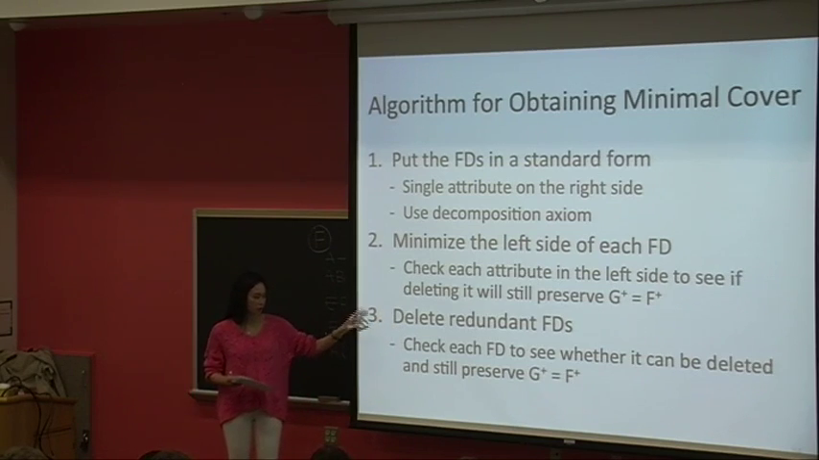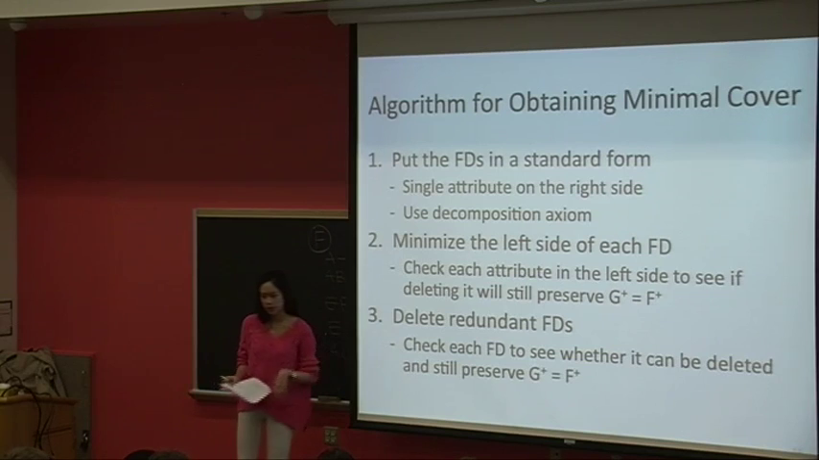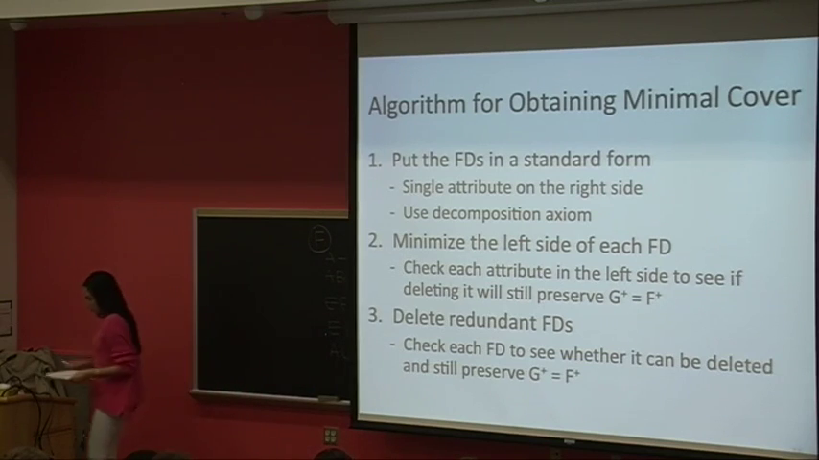And the third one, we simply delete redundant functional dependencies. Sometimes we can find dependencies in the set that can already be derived from other dependencies based on Armstrong axioms. Like earlier, we first did an augmentation, and then we did a transitivity, and we found there's one that we can take out.